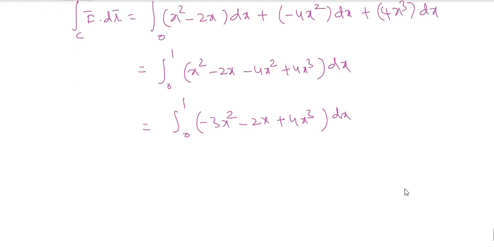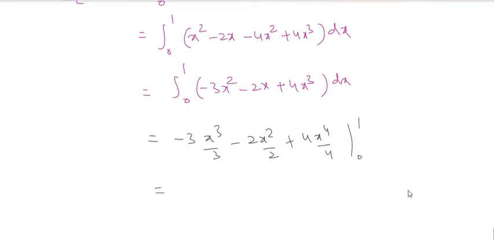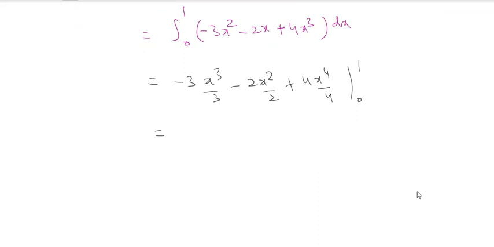After doing this integration you will have minus 3 x cube by 3 minus 2 x square by 2 plus 4 x power 4 by 4 from 0 to 1. Substitute the values in this. This 3 will get cancelled, 2 will get cancelled. So minus 1, again minus 2 plus 4. Which is nothing but what?